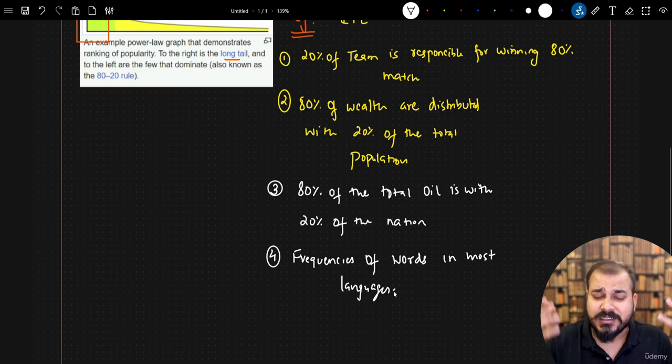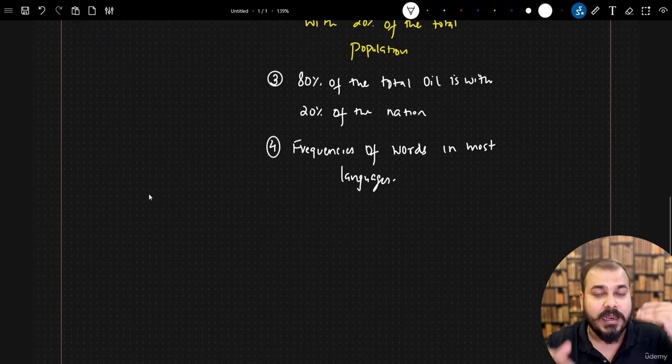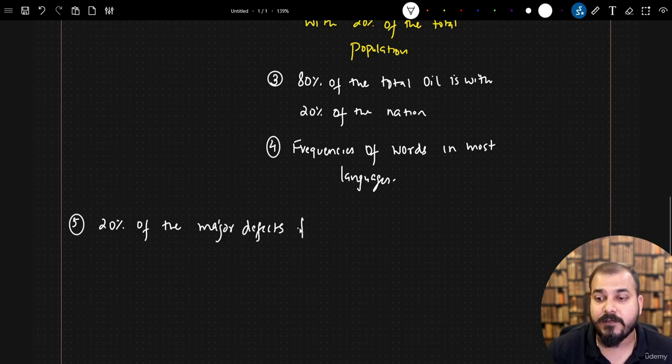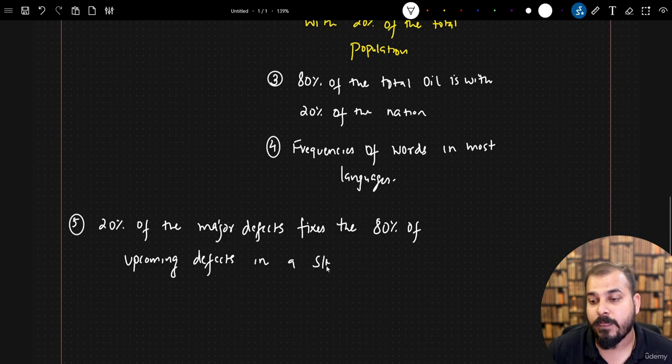So like this, just think of different examples. What do you think with respect to the 80-20% rule? Let's say in IT companies, what kind of example can we give? We can say that 20% of the major defects fix 80% of the upcoming defects. Because of these 20% defects, other defects may also get raised in a software product. So this can also be a perfect example.